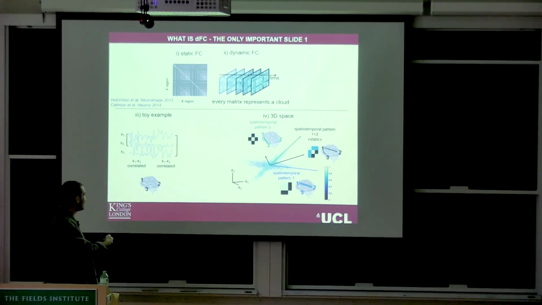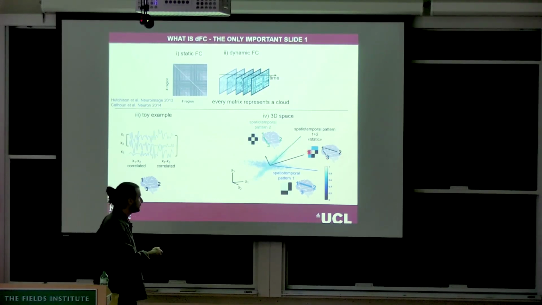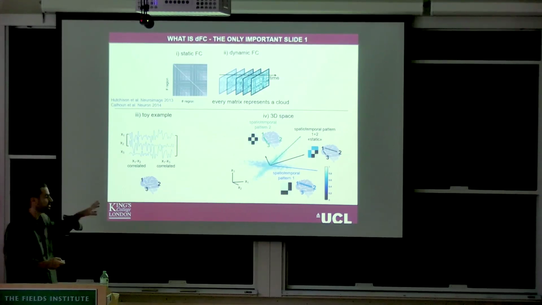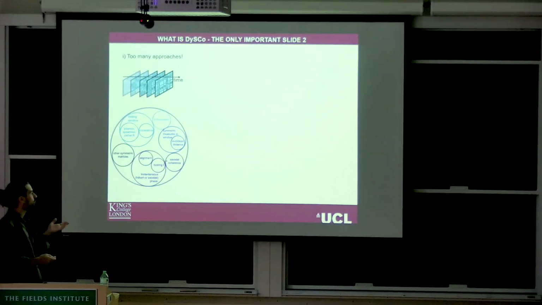However, if you do a static functional connectivity, you get these spurious things that are not actually reflecting what's really happening with the signals here. So I hope I convinced you with these first slides that dynamic functional connectivity is not just a matrix that changes in time, but it's a way to understand how brain states evolve in time. Second important slide, what is DySCo?